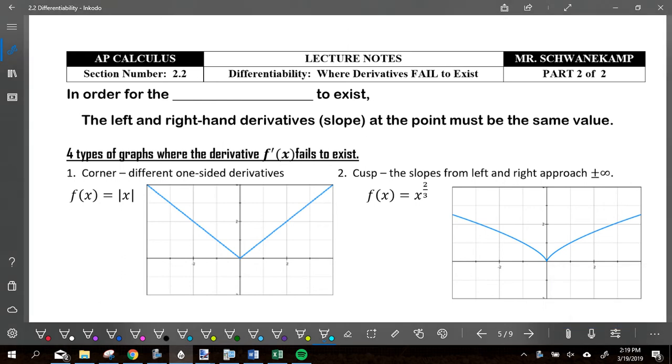So far we have talked about continuity. We've talked about a graph being continuous at certain values, and that's really important. Today we're going to change gears and we're going to talk about differentiability. Okay? It's a fancy word for can you find the derivative?